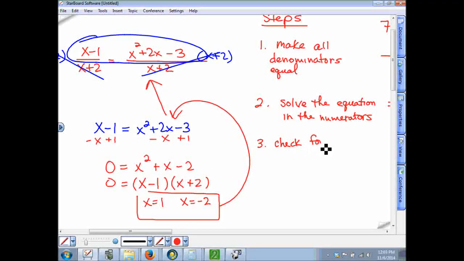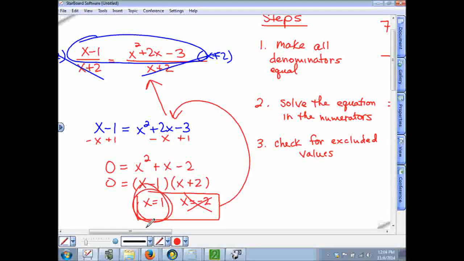Step 3, check for excluded values. You remember in lesson 3.1 we had excluded values? x equals -2 would have been an excluded value, so x cannot equal -2. Our only solution is x equals 1. See, these aren't that bad. That is the last step.